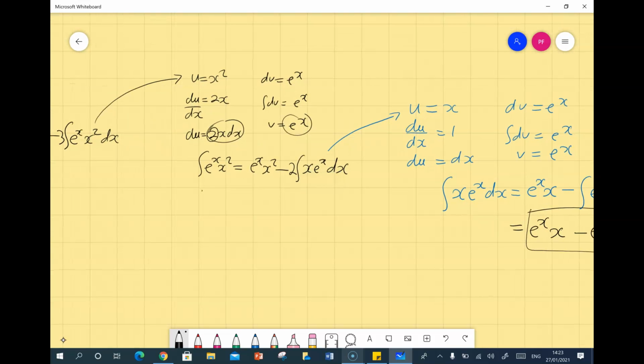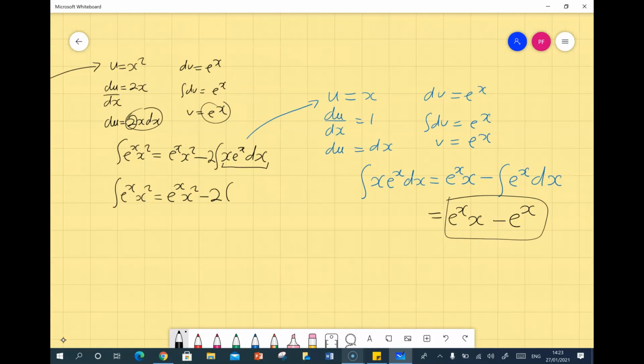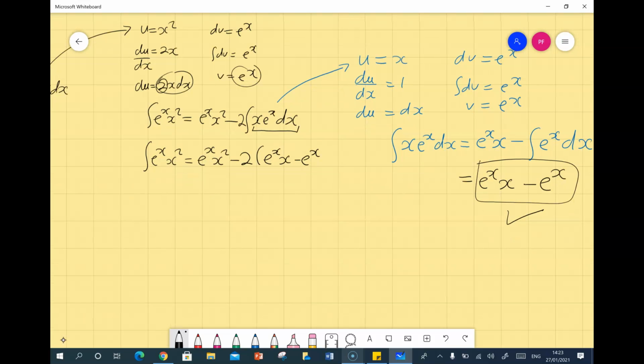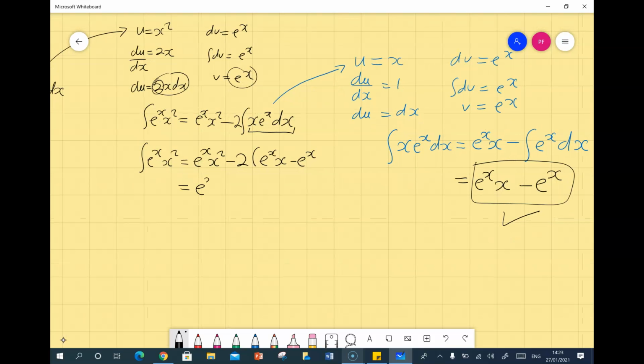So in this case, I had to do the integral of e to the power of x, x squared. I know that's e to the power of x, x squared, minus 2 times the integral of x e to the power of x. And I can see that that is e to the power of x times x, minus e to the power of x. Let's tidy that up a little bit. That's e to the power of x, x squared, minus 2e to the power of x times x, plus 2e to the power of x.